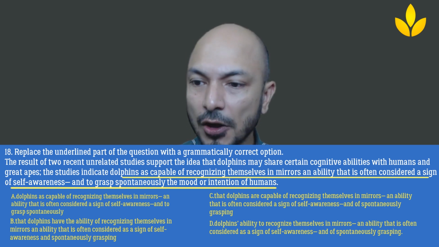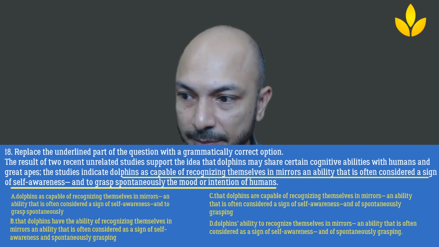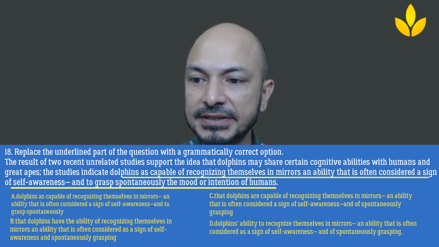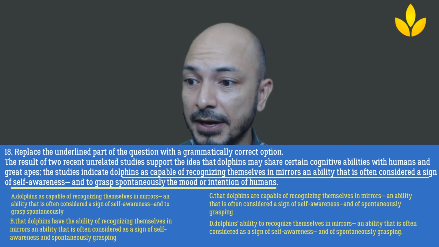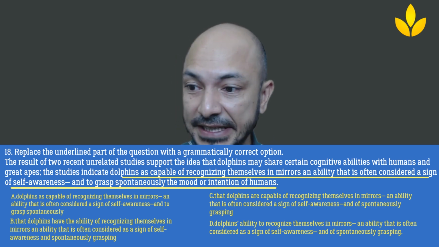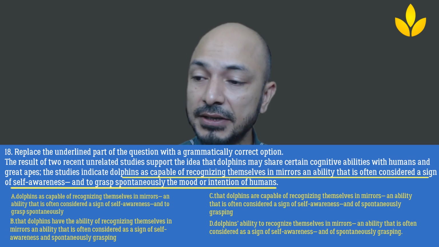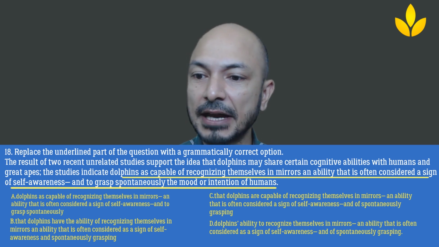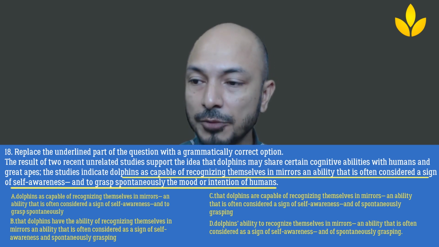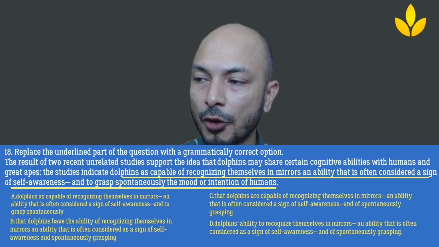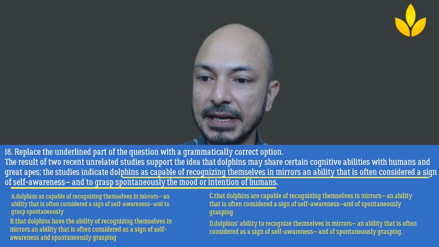B says that dolphins have the ability of recognizing themselves in mirrors, an ability that is often considered as a sign of self-awareness and spontaneously grasping. Now, over here, this makes sense, spontaneously grasping. But the part which says an ability that is often considered, that part should not be in the same sentence without any comma or any hyphen over there. So we have to eliminate option B over here. It will not form part of one continuous sentence, this part.